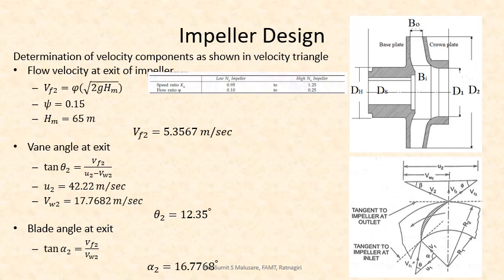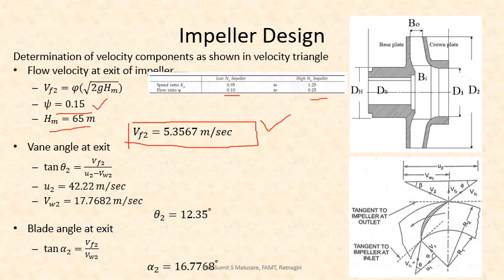Now determination of velocity components as shown in the velocity triangle, by using the flow velocity at the exit of the impeller. Flow velocity means what? Vf2. So Vf2, the flow velocity, is equal to psi into square root of 2g into Hm, and psi can be taken in the range of 0.1 to 0.25. So for simplicity, I have assumed the value of psi is equal to 0.15, Hm 65 meters. So from this, I will get the value of Vf2 is equal to 5.3562 meters per second.